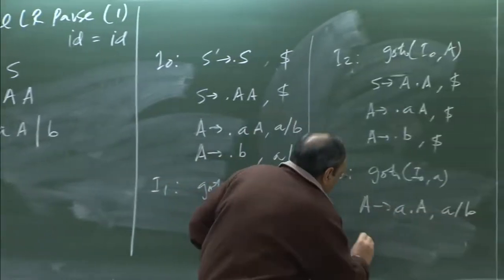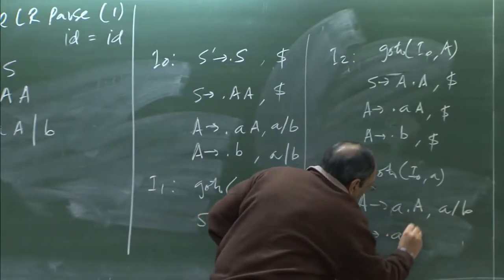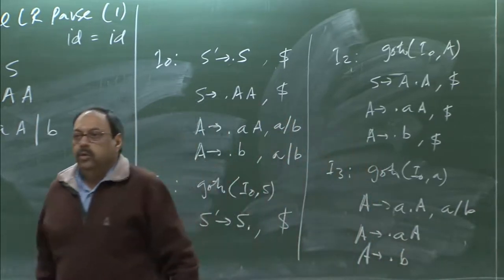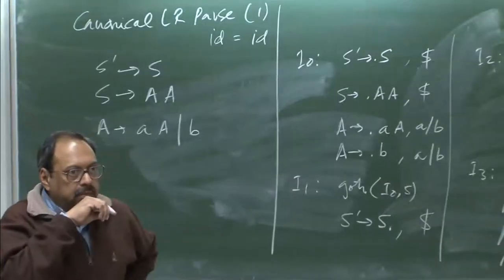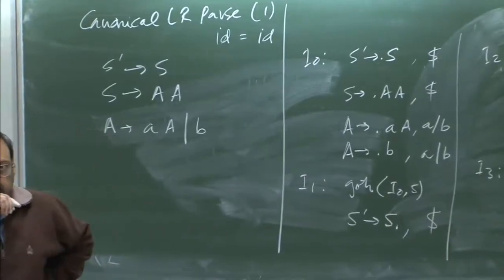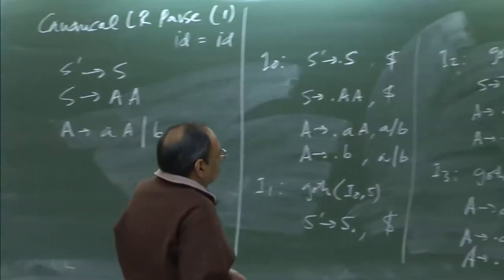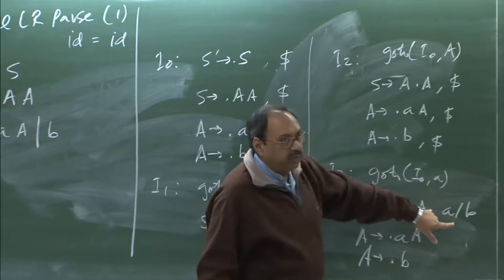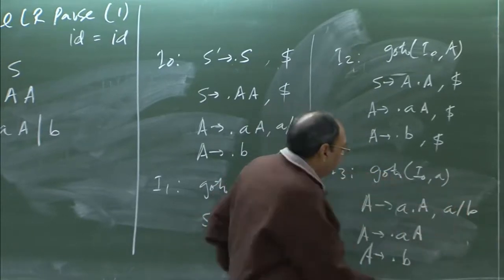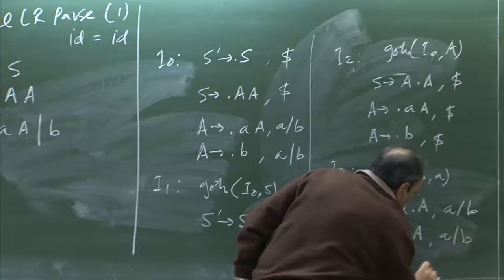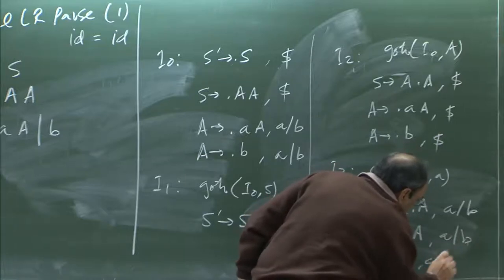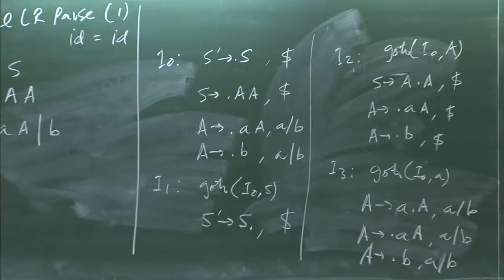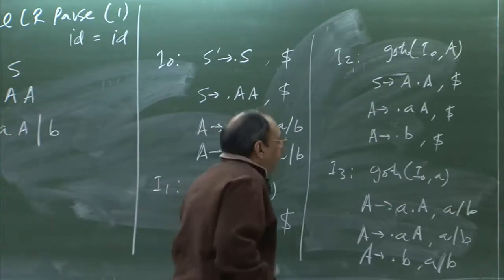So if I now take a closure, which gives me A goes to dot A and A goes to dot B, what will be the look ahead symbols here? A or B, right? Because now these closure items are coming because of this A. So therefore I am taking first of epsilon and A or B, which gives me the same thing, A or B. Okay. So let's move forward from this. Now I can erase this part.